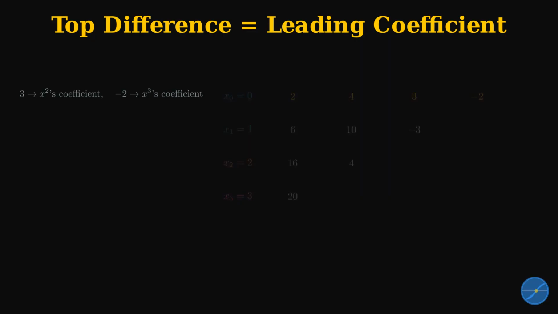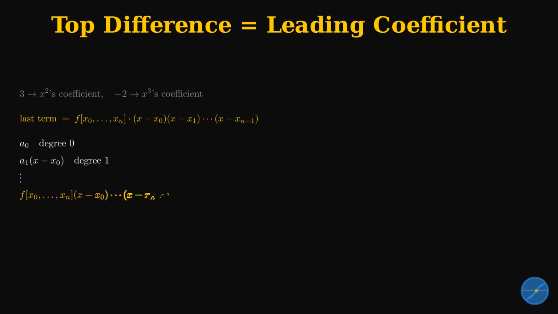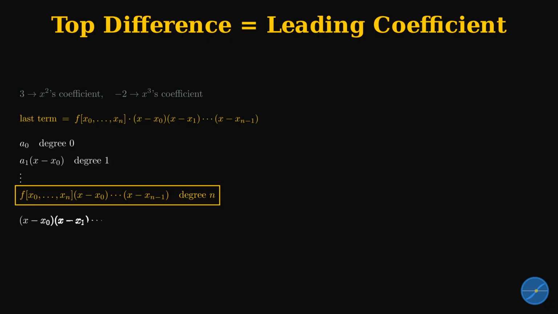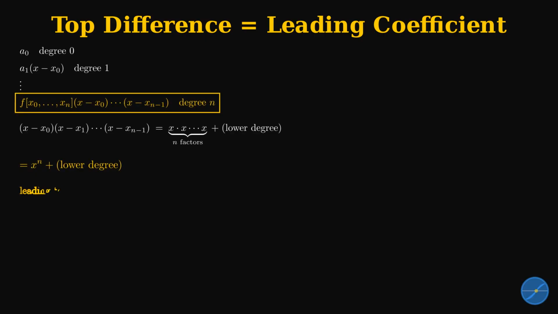Here's why. Look back at the Newton form. The last term is the top difference times a stack of factors. Every other term is shorter, few factors, lower degree. So only this last term can produce the highest power. And when you multiply out those factors, the leading piece is just x to the n. Each factor gives 1x. So the highest power comes out with exactly that top difference in front.